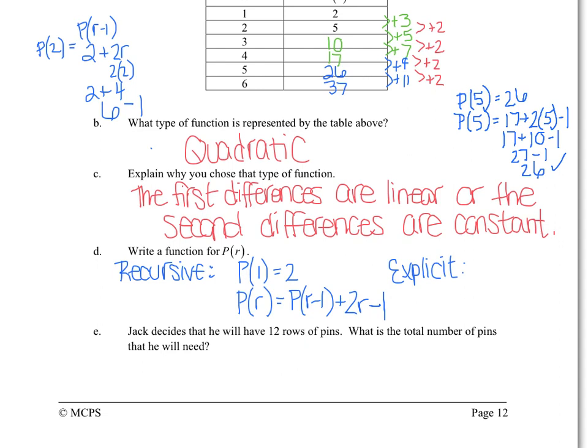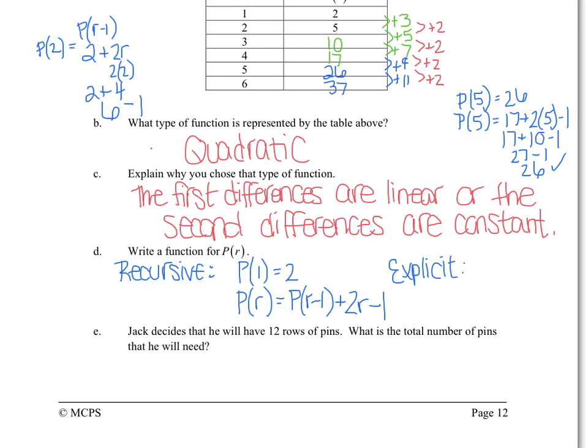The explicit function, you can try to look at the table. In this case, it's a fairly easy one to figure out, or you can use your calculator. If I look at the table, I know that it's going to be how do I deal with my r to get it to my p of r. I always don't like looking at the first one because those can be a little tricky.